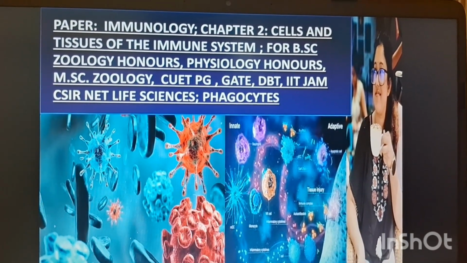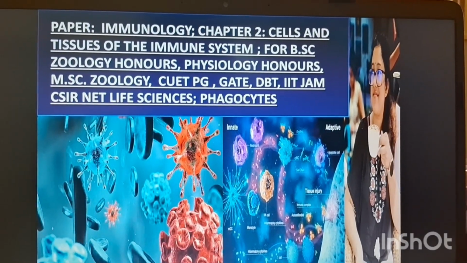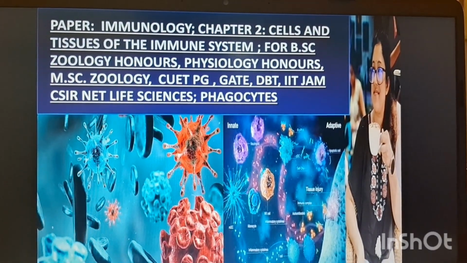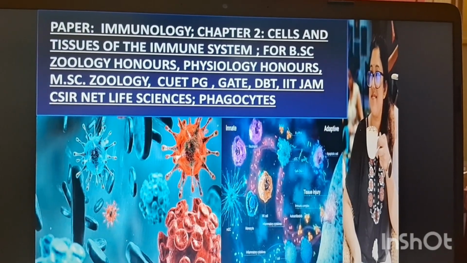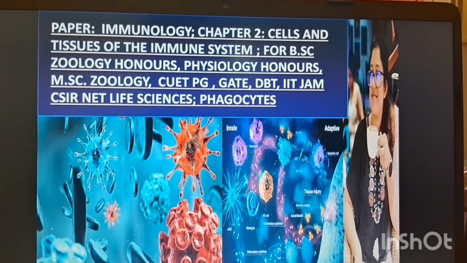Now the content is for B.Sc and M.Sc in Zoology Honours, Physiology Honours and Biochemistry Honours and also Botany Honours, and exams for CUET PG exam, GATE exam, DBT exam, IIT JAM exam and CSIR NET Life Sciences exam.